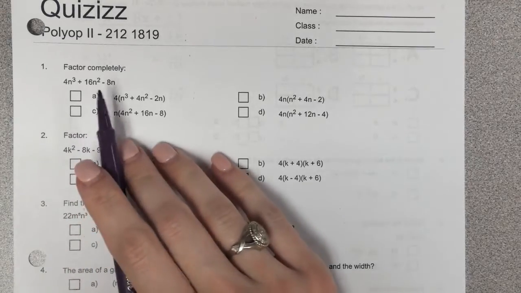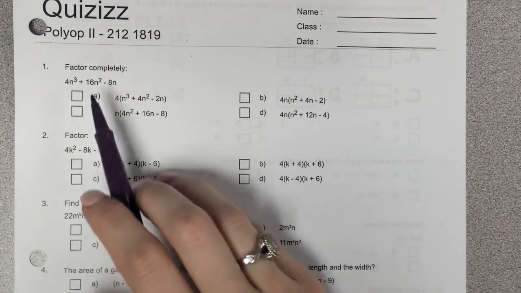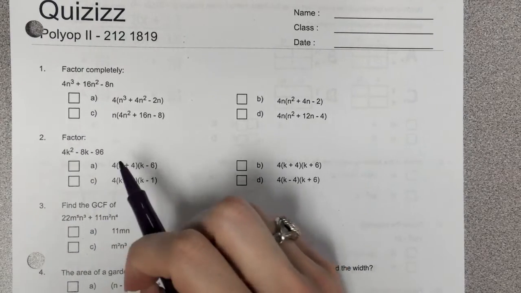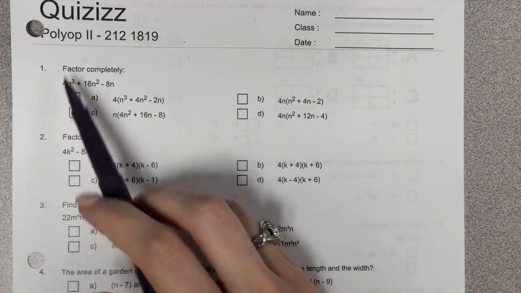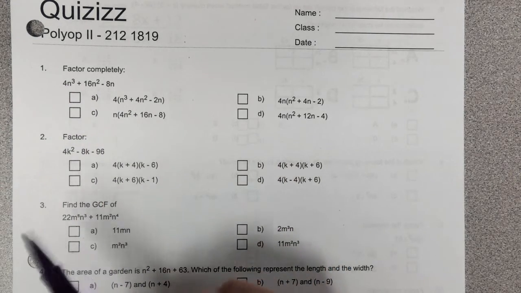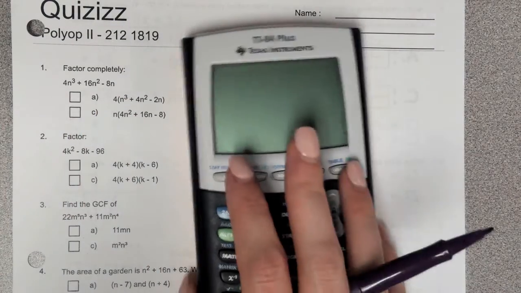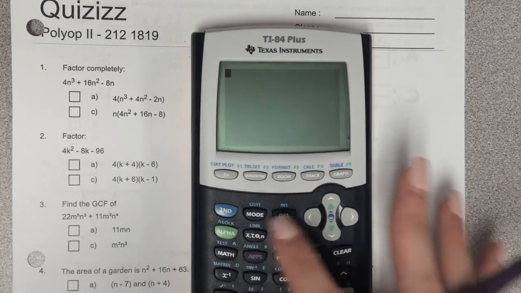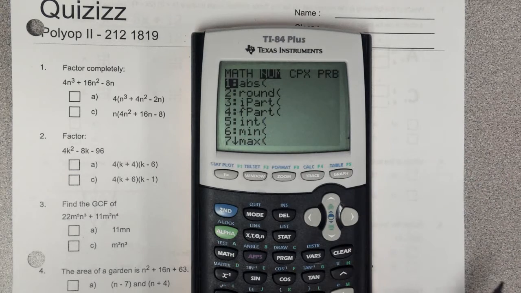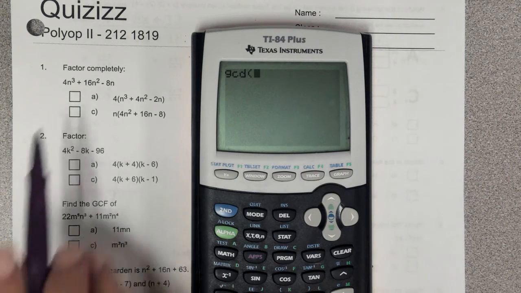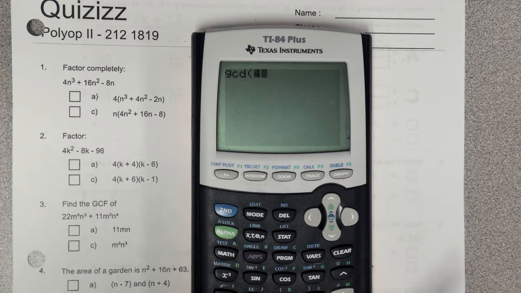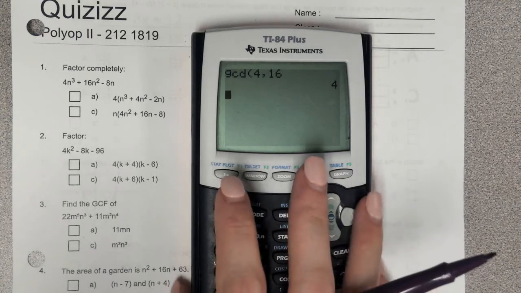All right, on this first one, you're practicing taking out the greatest common factor, which is the largest number that will divide evenly into every single term. If you're not good at knowing your multiplication facts, you can do this on your calculator. You click Math, right 9, and you can only put in the first two numbers, so 4, 16. And all of those numbers divide by 4.